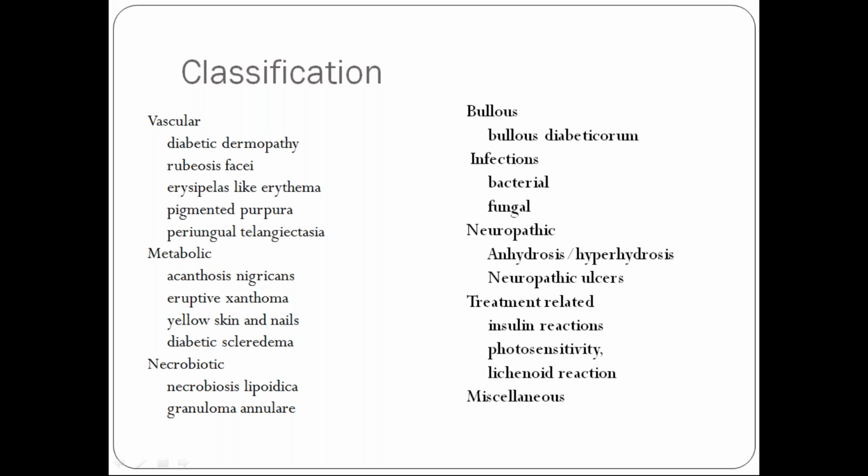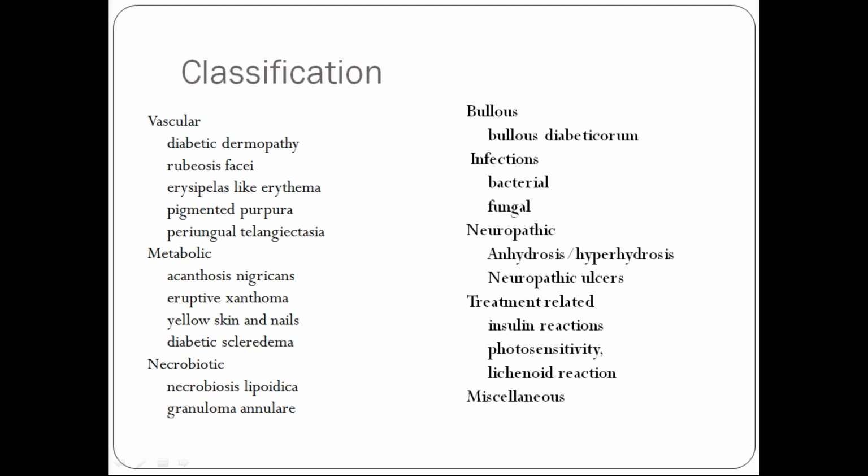And coming to the metabolic related conditions, what you will see is acanthosis nigricans, like I told you already, the phenotype of which is directly related to diabetes mellitus. There will be eruptive xanthomas and yellow skin and nails, and also diabetic scleroderma. And necrobiosis lipoidica and granuloma annulare are also quite common. And coming to the bullous, we see bullosis diabeticorum, very common. Most of you might have seen it in your clinics.